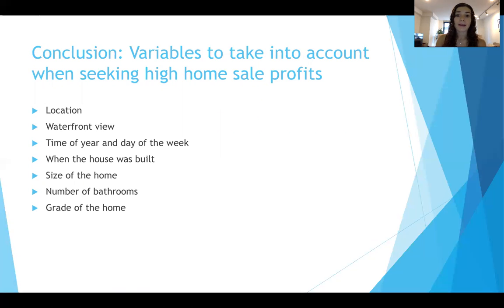So, to quickly summarize, there are definitely a couple of variables that you want to make sure you're taking into account when trying to maximize your profits selling a house in Kings County. You want to make sure you know the effect of the location, as well as if the house has a waterfront view. Definitely keep in mind the time of year you're selling, as well as the day of the week. When the house was built could impact price, as consumers typically want to spend more on more recently built houses. Having a larger sized house that has more bathrooms can also lead to being able to sell for a higher price. And finally, the grade of the home given by Kings County definitely has an impact on price as well.